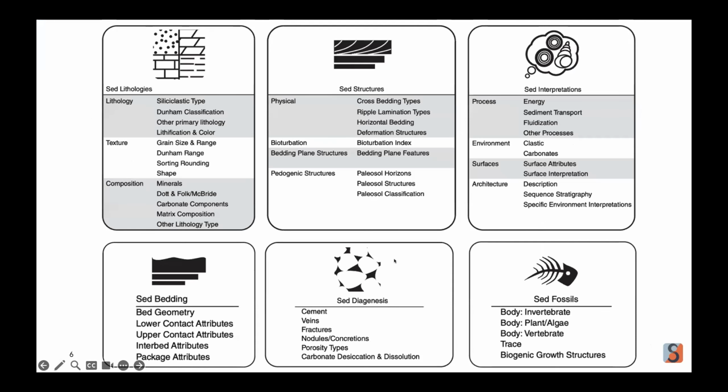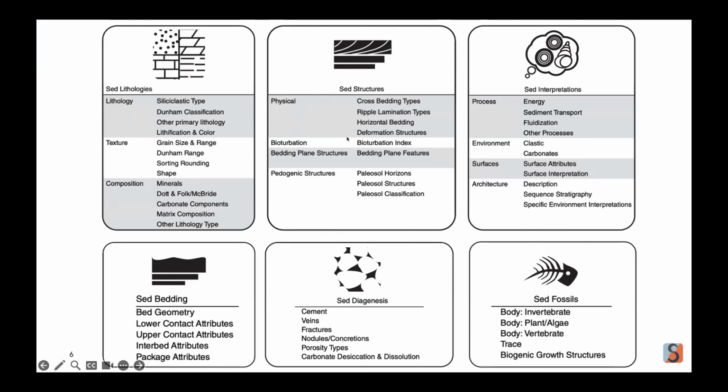And so taking this vocabulary as sort of the background, we've broken that into 6 main pages that you'll be seeing within the SED part of Strabo. Most of these are pretty self-explanatory. We have SED lithologies dealing with your rock type.